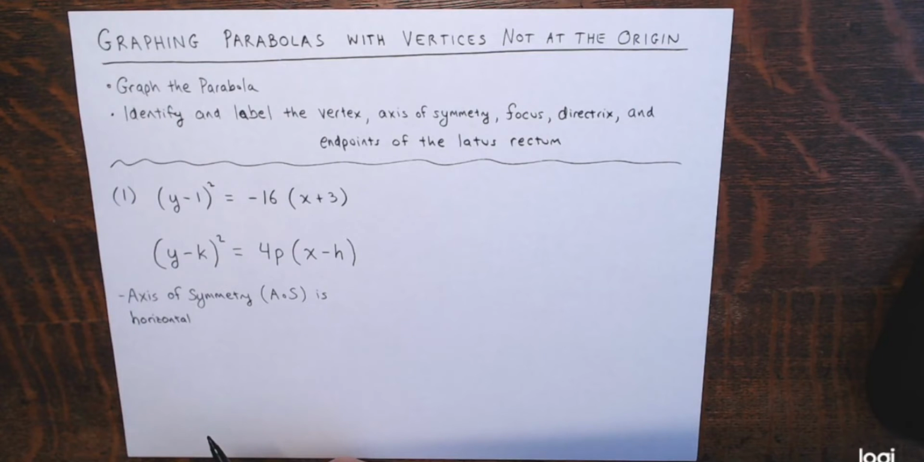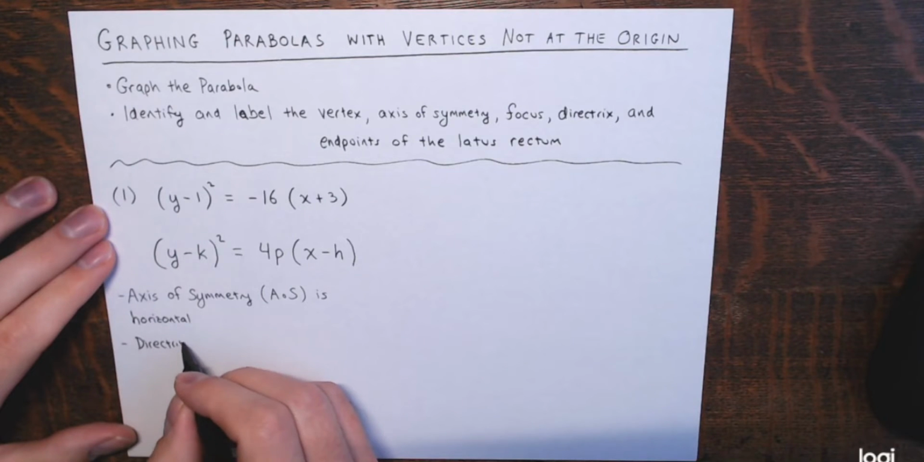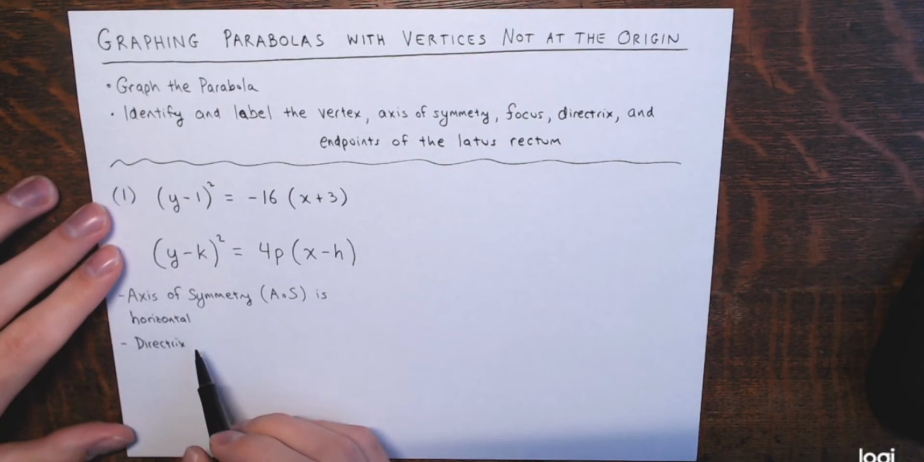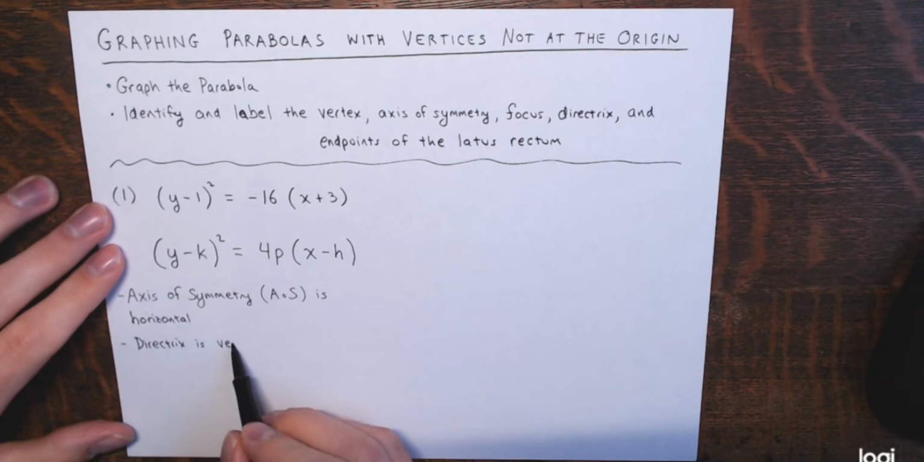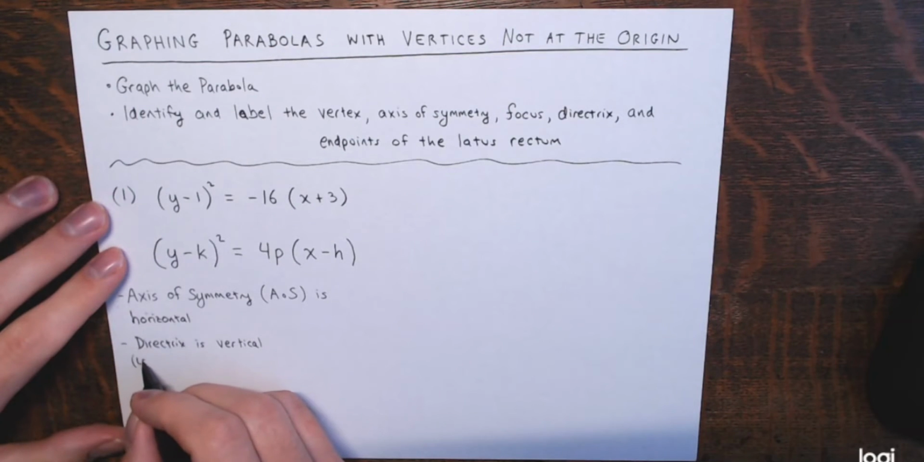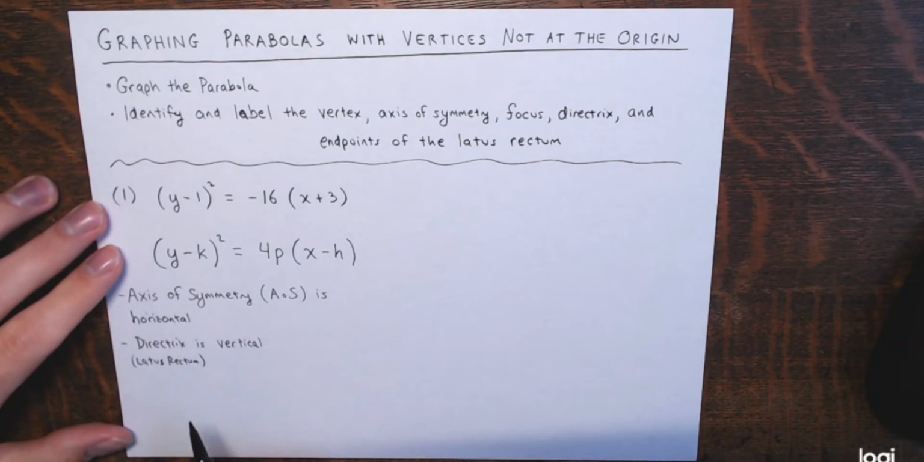And if the axis of symmetry is horizontal, that tells me also that the directrix, another special line we're going to have to find called the directrix. If the axis of symmetry is horizontal, the directrix will be vertical, because the directrix and axis of symmetry should be perpendicular. And same thing for the latus rectum, that special segment will also be vertical. It should be parallel to the directrix, perpendicular to the axis of symmetry.